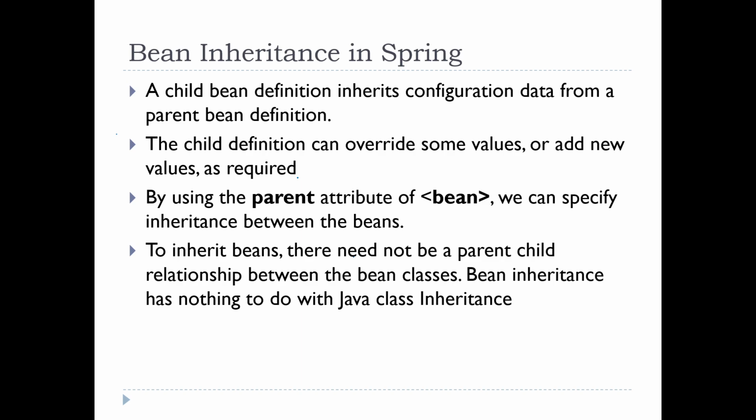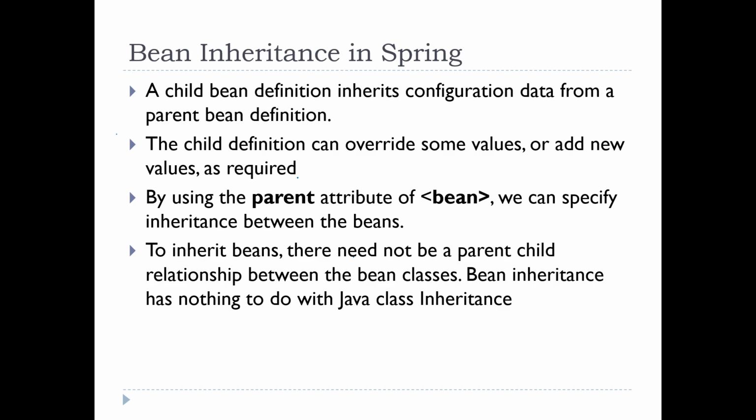So the classes need not be parent and child. So the class of parent bean and the class of child bean need not be in some parent-child relationship. They can be the beans of same type or different type. So there is no restriction on that. The only thing is that it should have attributes of the same name so that those attributes can be inherited.